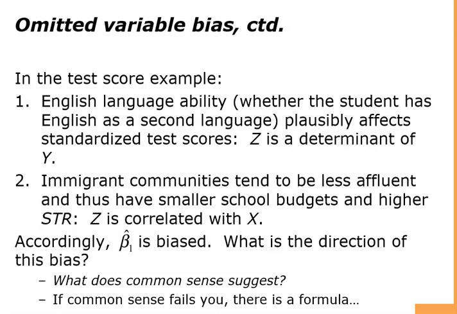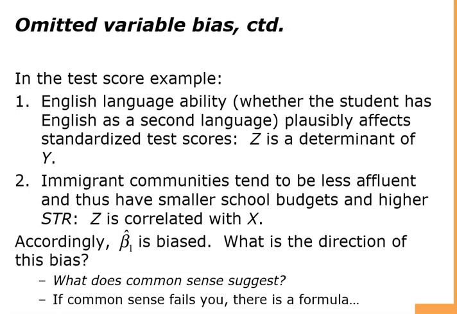Now, what would be the direction of this bias? So what does common sense suggest? Simply look at the relationships involved in both of these conditions of omitted variable bias. How will English language ability and student test scores be related? They will be related positively, because if the student has higher English language ability, it should technically lead to higher student test scores.